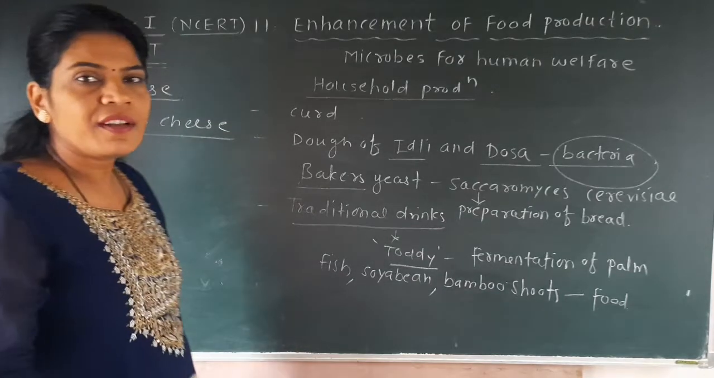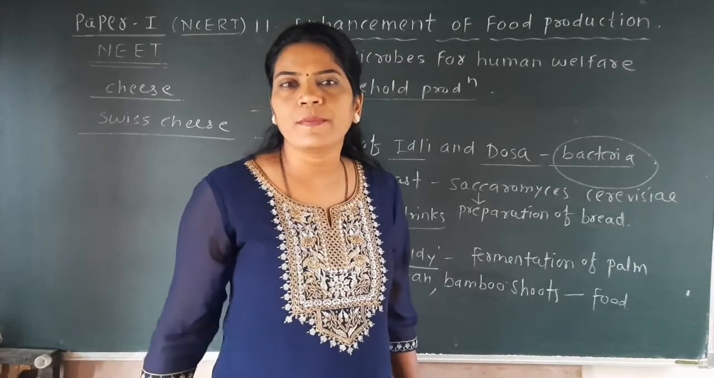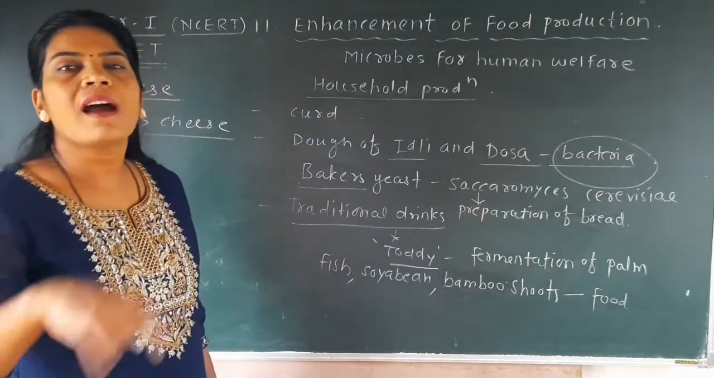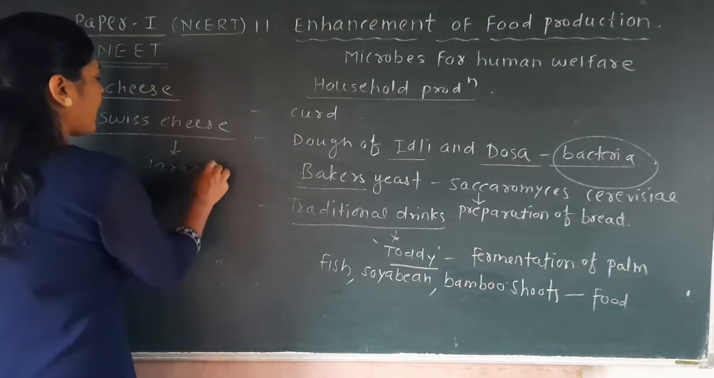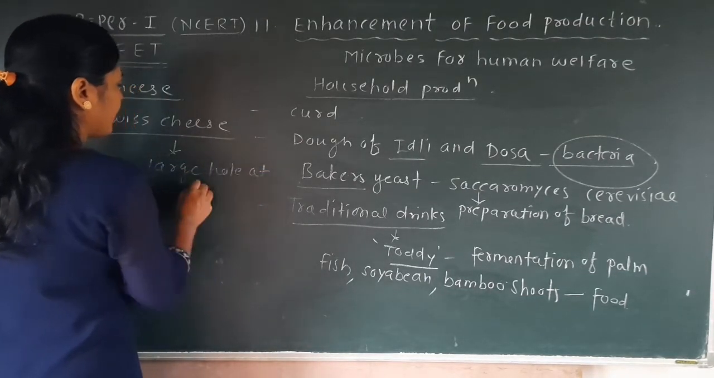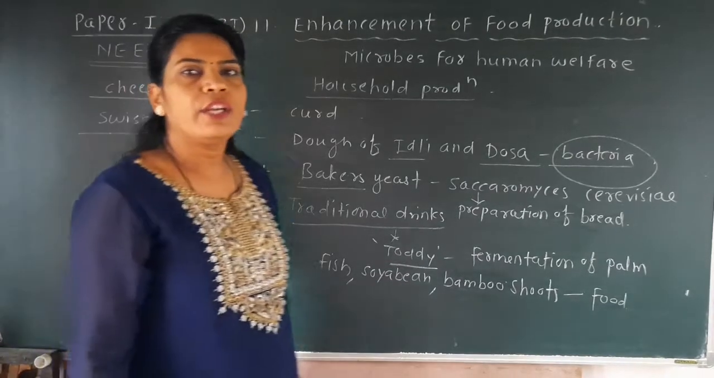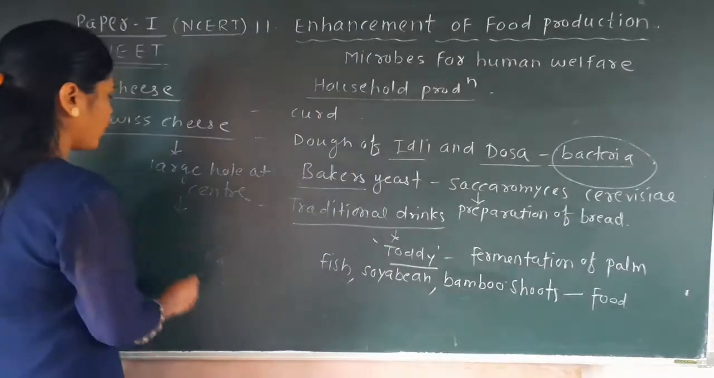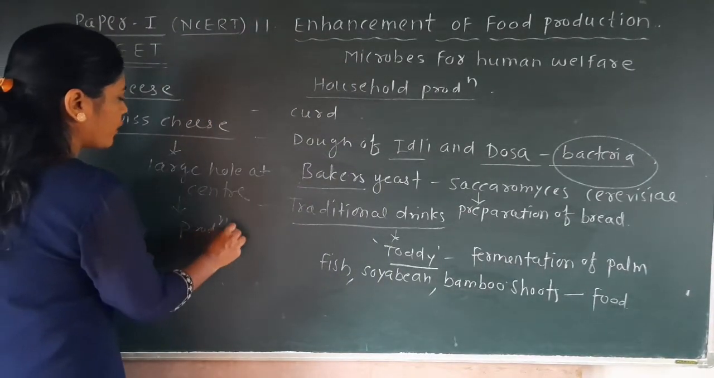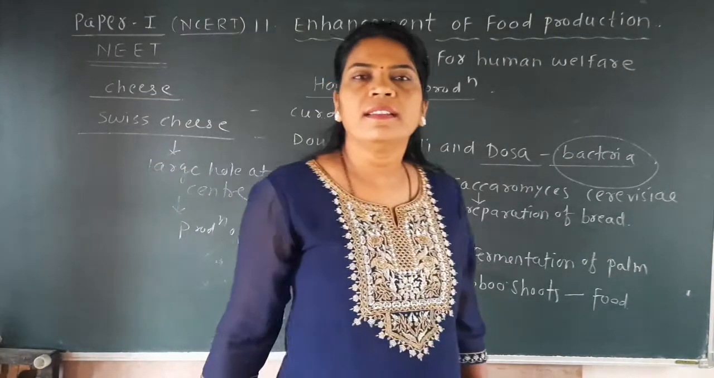What is the characteristic of this Swiss cheese? This Swiss cheese is one of the types of cheese which has large holes at the center. The holes in this Swiss cheese are due to the production of CO2 by that microbe. This we have seen.